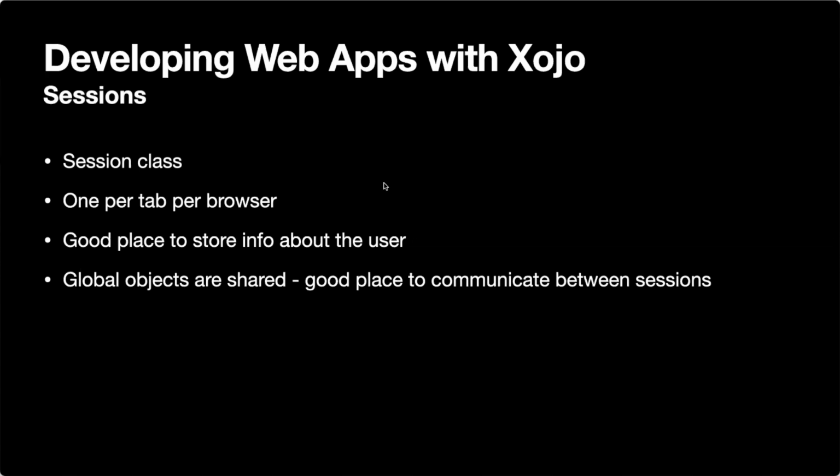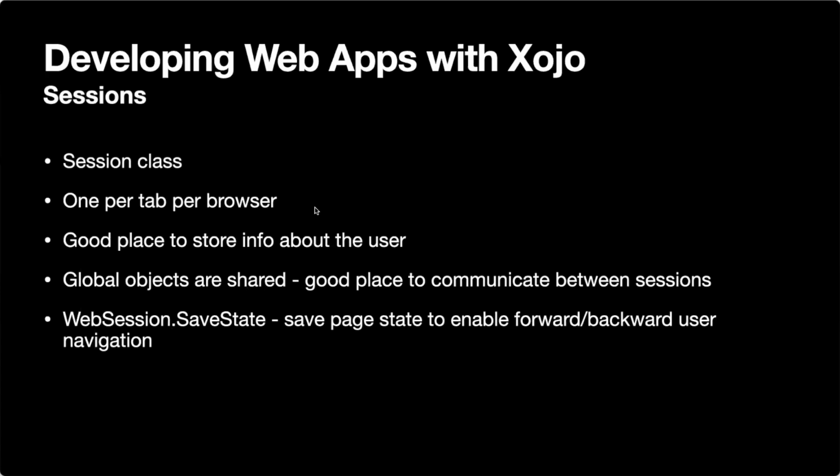If you have information you need to share, data you need to share, then you want to use global objects for that. So you can create a module, you can put them in the app class, that sort of thing. Anything that's global will be shared between sessions. So if you need to communicate information between sessions, for example, that's a good place to store it, as in a global object.